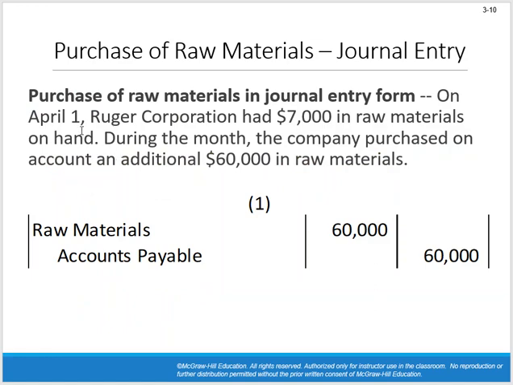So in journal entry form, on April 1st, Ruger Corporation had $7,000 in raw materials on hand. During the month, the company purchased on account, remember, on account means we don't pay for it yet, an additional $60,000 in raw materials. So we debit raw materials, making the asset go up, and then we credit accounts payable, making the liability go up.